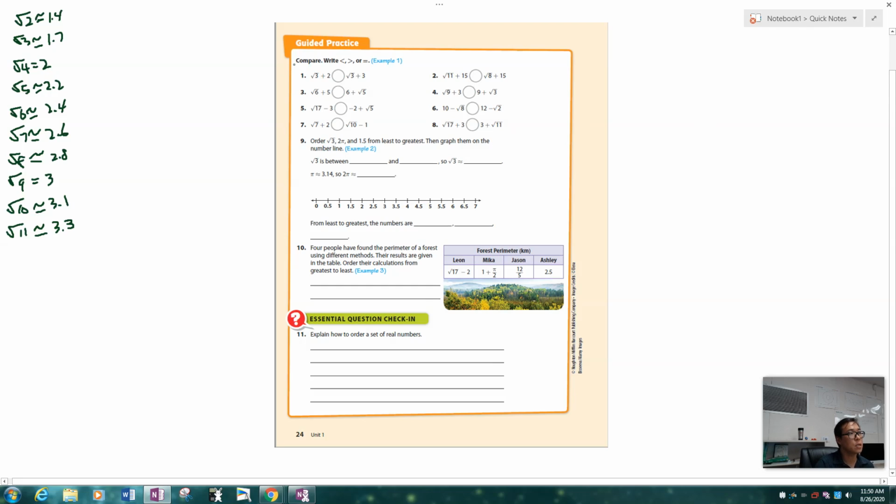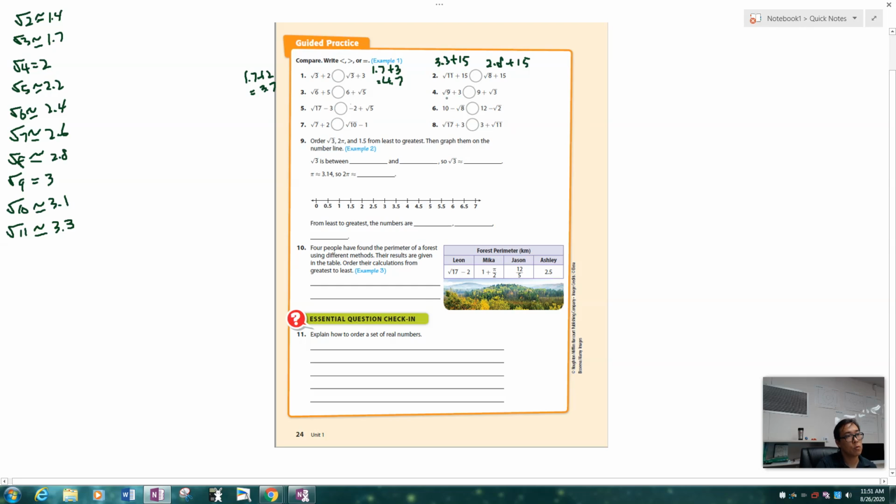So number one is actually 1.7 plus 2, which is 3.7. And this one is 1.7 plus 3, which is 4.7. Then you know where it goes. Square root of 11 was 3.3 plus 15. And square root of 8 is 2.8 plus 15. And square root of 6 was 2.4 plus 5, and square root of 5 is 2.2. These are relatively easy.